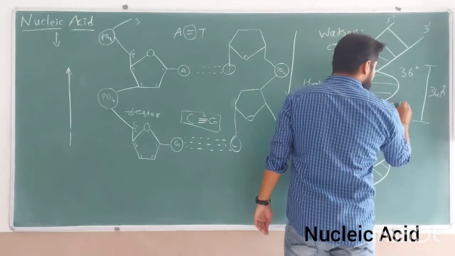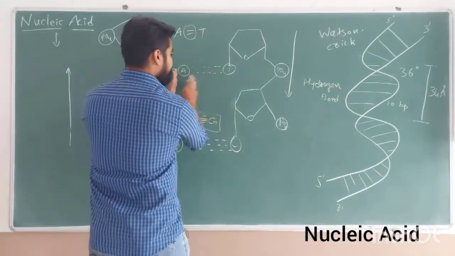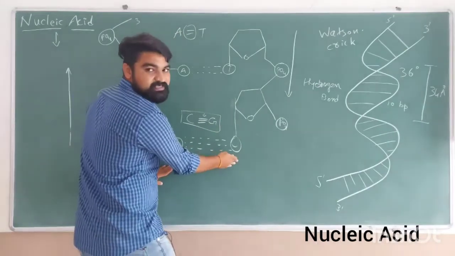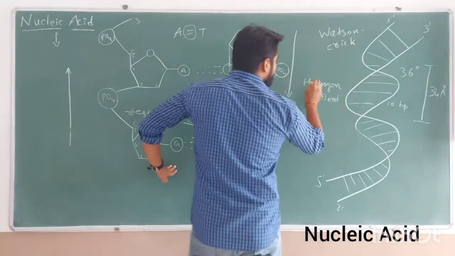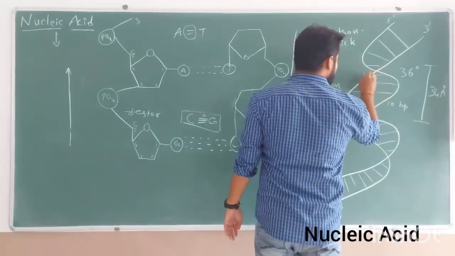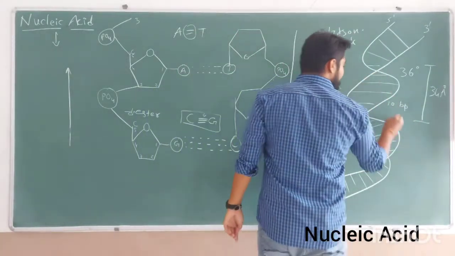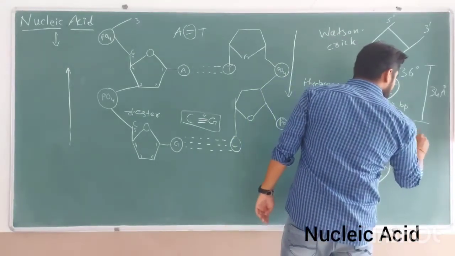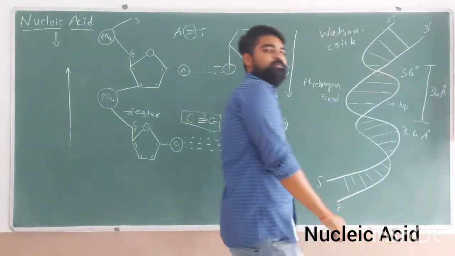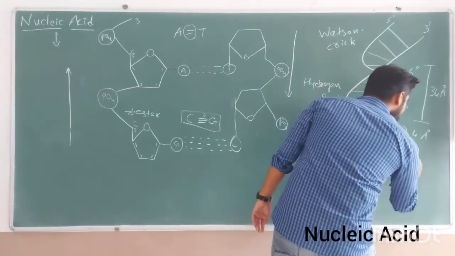There are 10 base pairs. Base pairs means these are base pairs. AT is a base pair, GC is a base pair. Now these base pairs are 10 base pairs in one turn. That's why the distance between these two base pairs is 3.4 angstrom in the DNA. This particular structure is called bDNA.